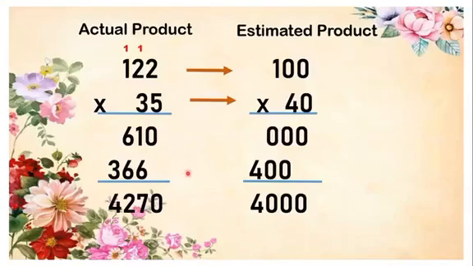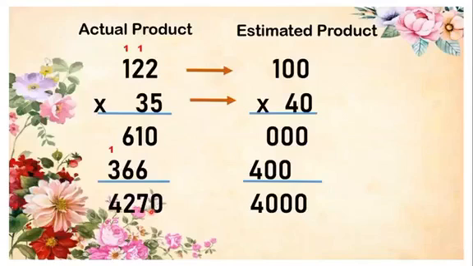Add both partial products. So, 0, there's no number under it, so just bring down the 0. 1 plus 6 is 7. Write 7. 6 plus 6 equals 12. Write 2 and regroup 1. So let's add 1 plus 3 equals 4. We have an actual product of 4,270. So we are done with the actual product.